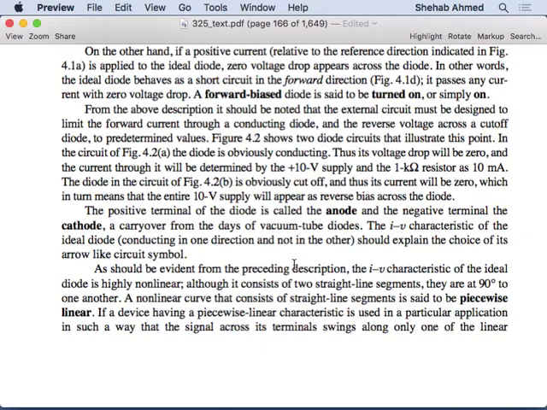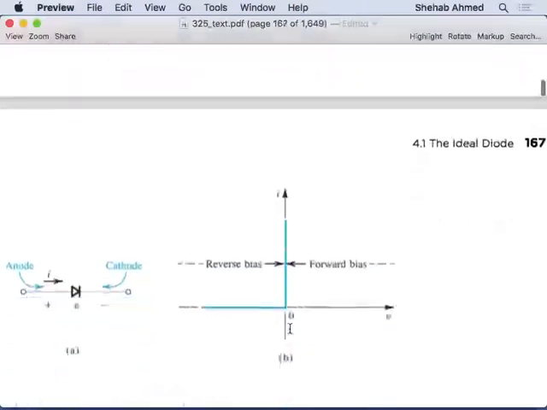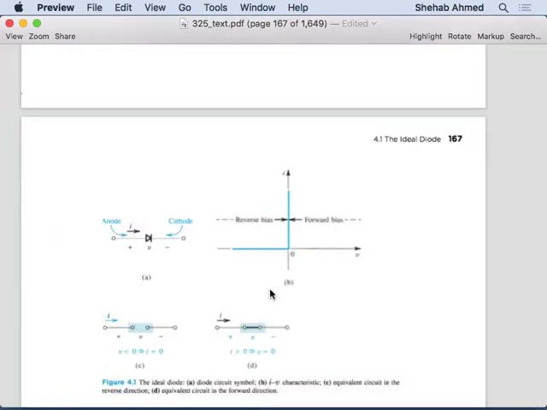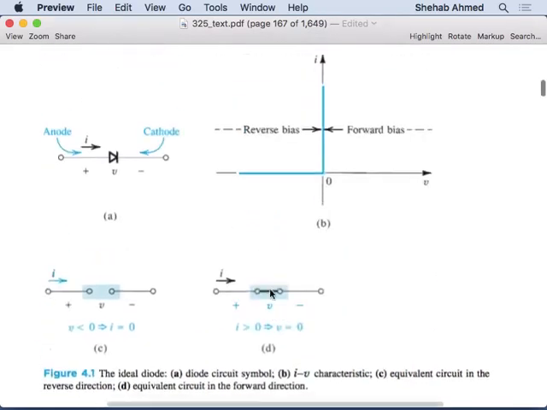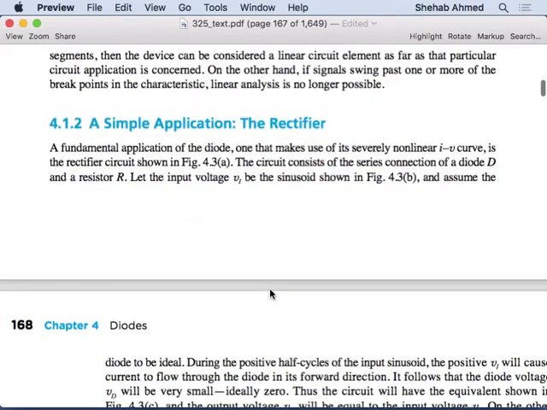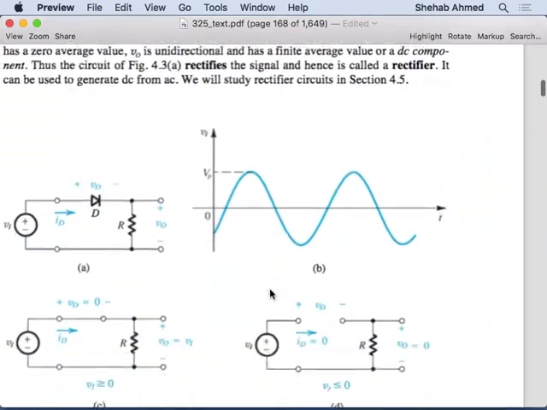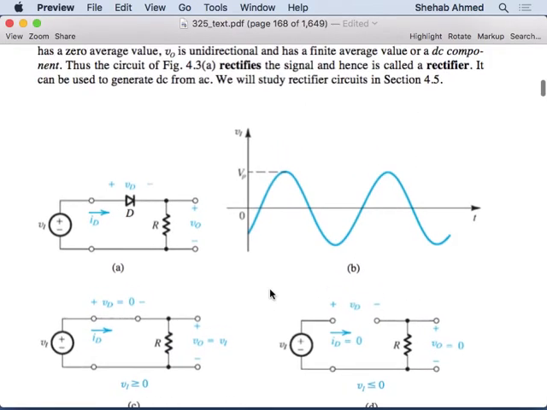Let's look at a nice application before, so that we can become motivated a little bit on why we want to do this, right? So we discussed this ideal characteristic, and this is one application of diodes, a half-wave rectifier. Exactly.